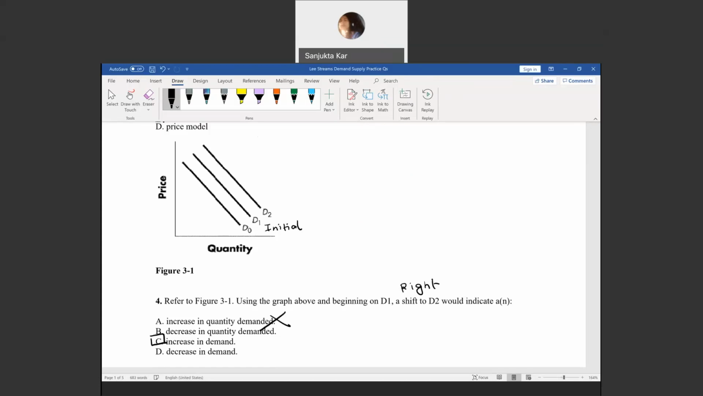We are going to have an increase or a decrease in quantity demanded only when the price changes. When the price does not change, we are not going to use the word quantity, because here the price is not changing. Here we just have a shift of the demand curve. This can be because of one of the determinants of demand we talked about in the lectures. This is called an increase in demand.